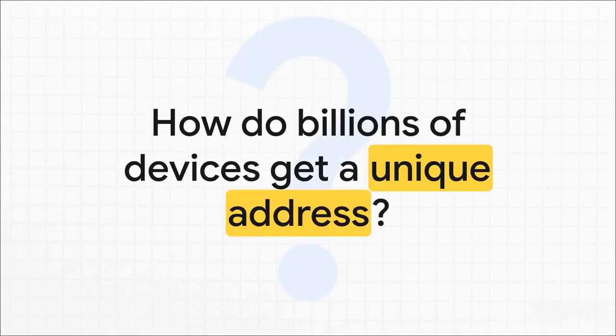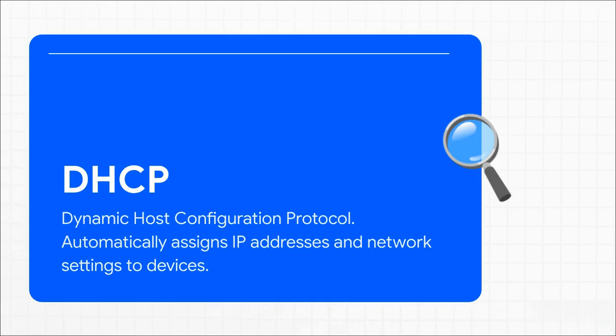Okay, but this brings up a huge question, right? For that data to find its way from a server halfway across the world back to your specific laptop and not your neighbor's phone, it needs a totally unique address. I mean, how on earth does that even happen? Well, the solution is this really clever and automatic process called DHCP.